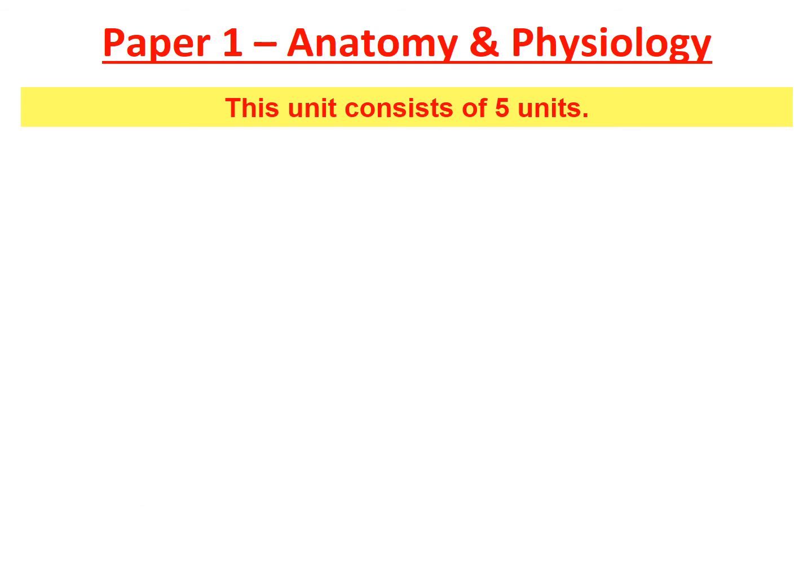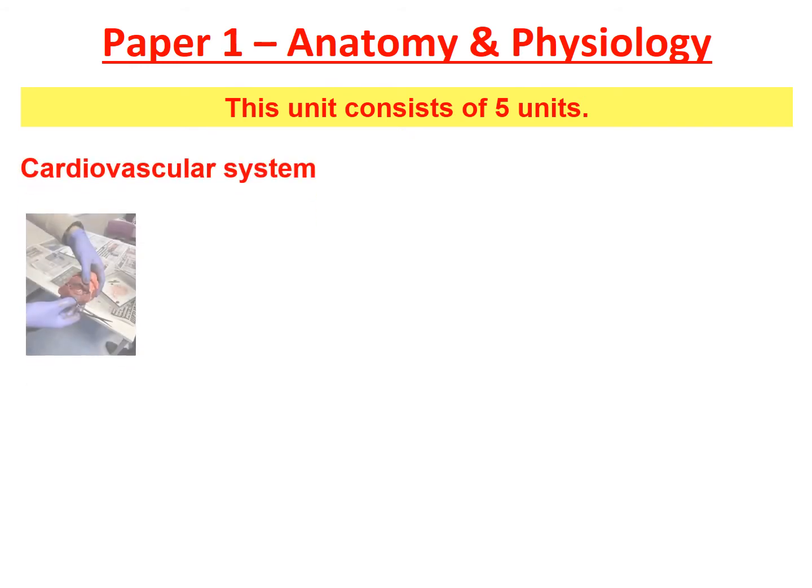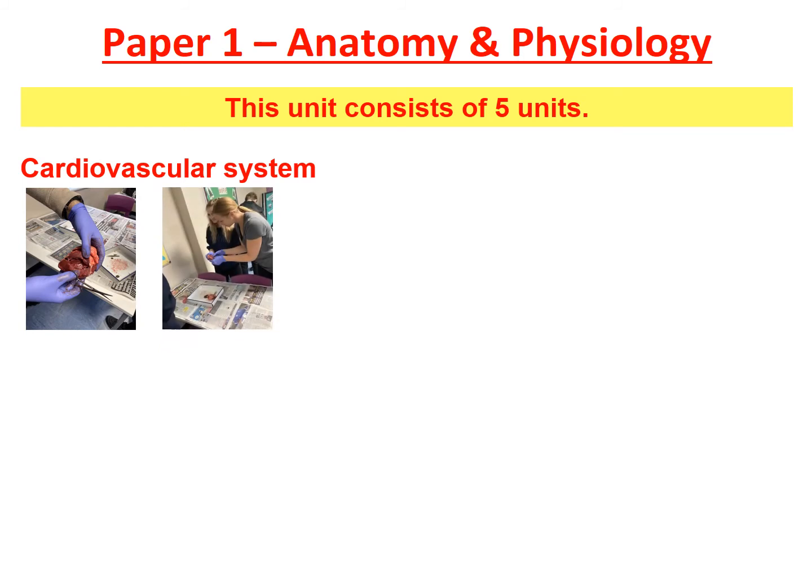So the first section of paper 1 is anatomy and physiology. It consists of 5 units, 4 of which you have already studied at GCSE. So the first being the cardiovascular system. So we will look again at the different parts of the heart and their functions. You will look at how the heart beats. So the specialist muscle that sits within the middle of the heart that controls the rate at which it beats, and we'll do a heart dissection to look at that too.